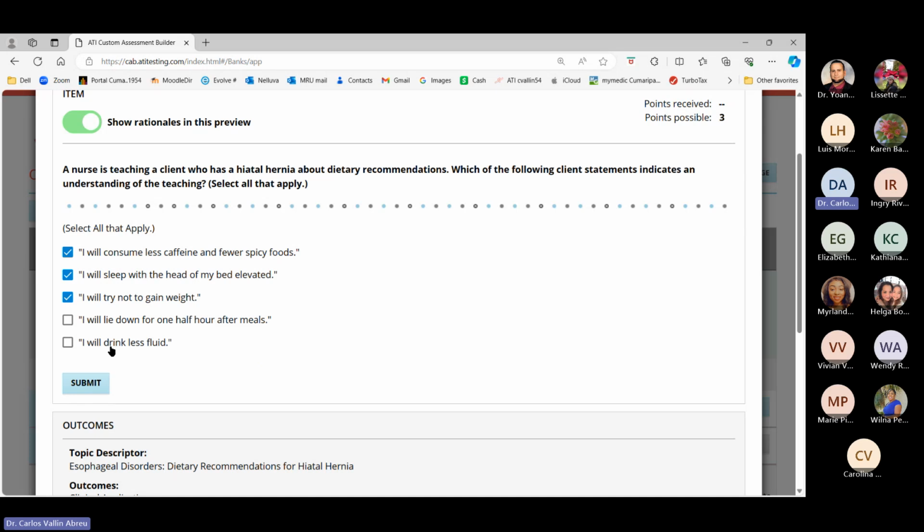No. I will drink less fluid. No. You will drink abundant fluid, but between the meals. Here, I will drink less fluid. No, this is not true. You don't need to restrict fluids.